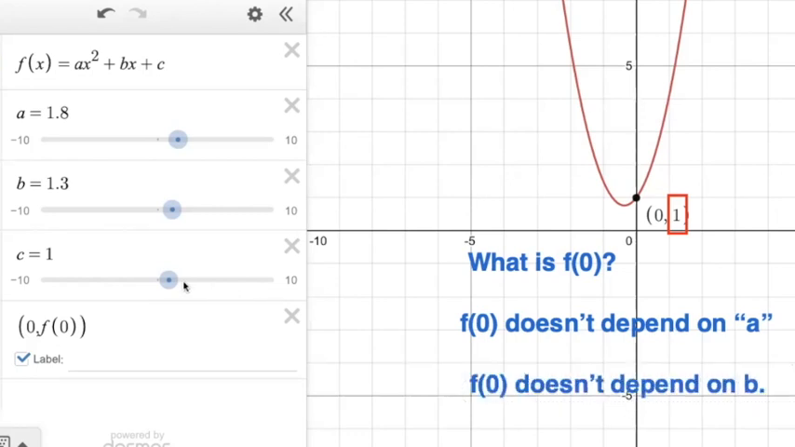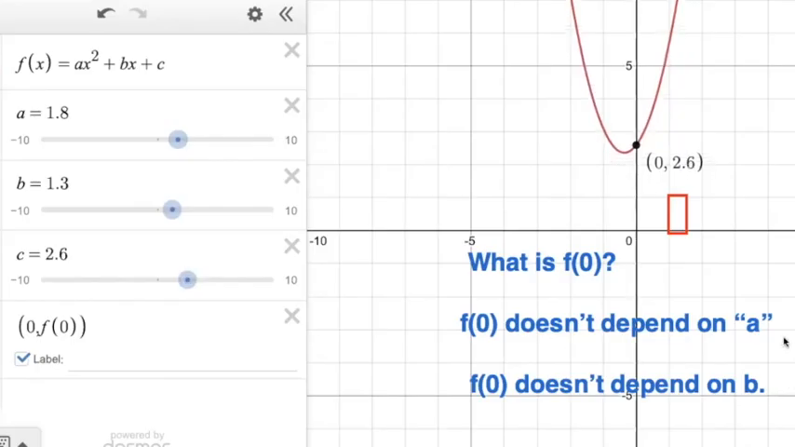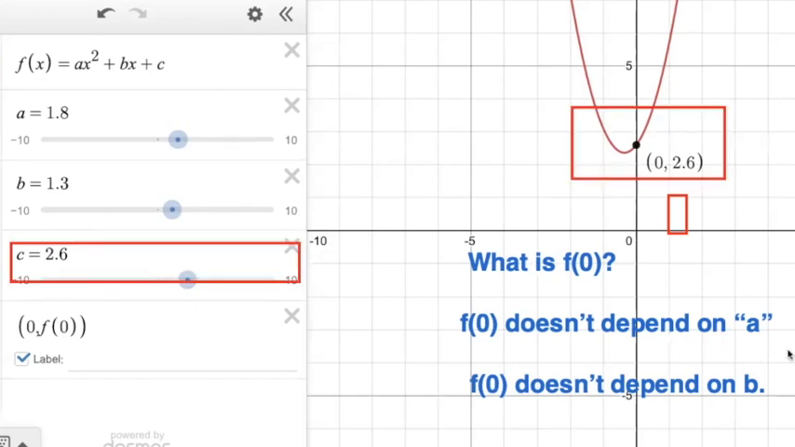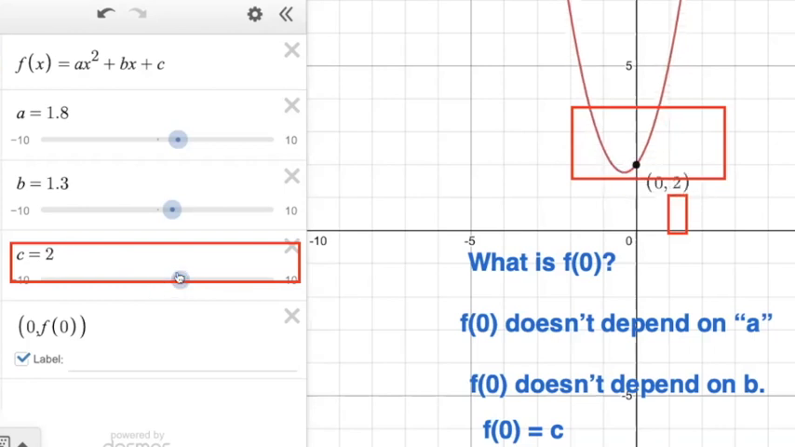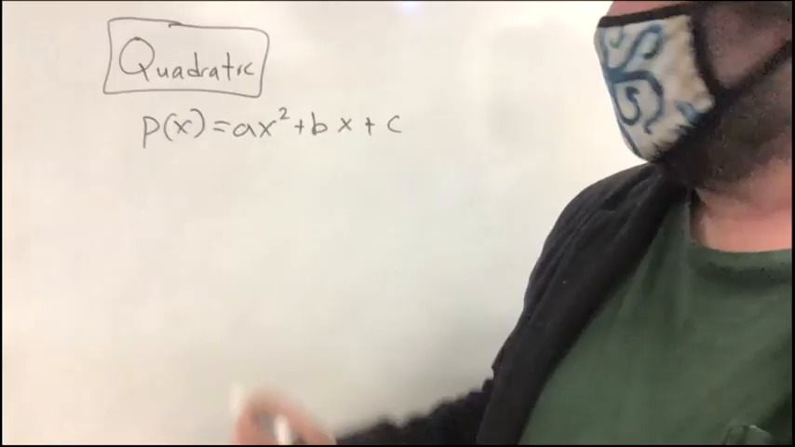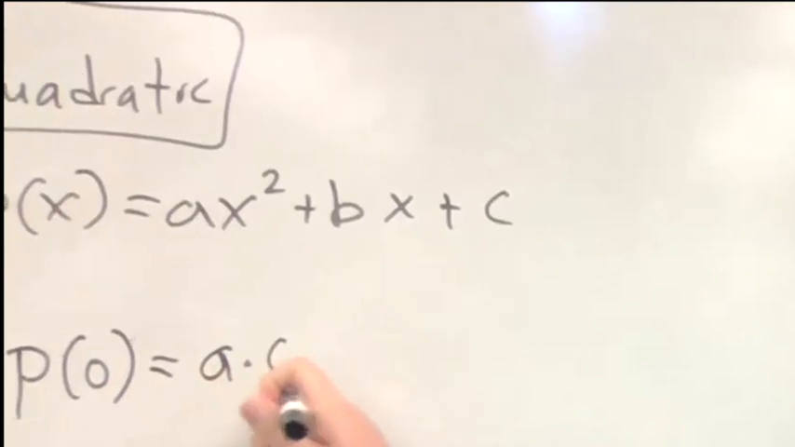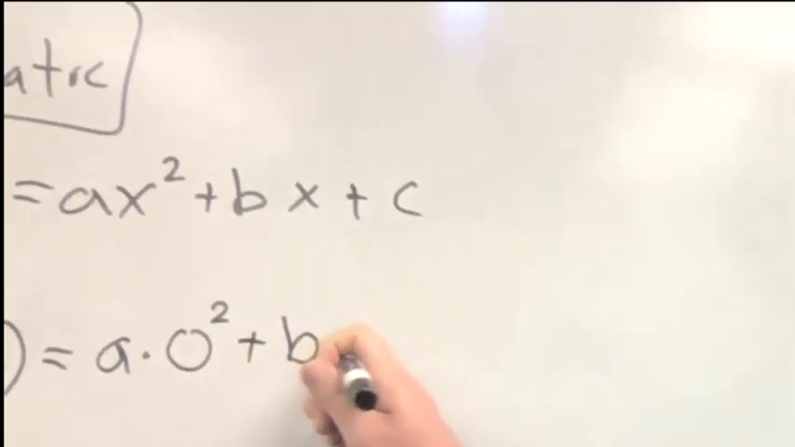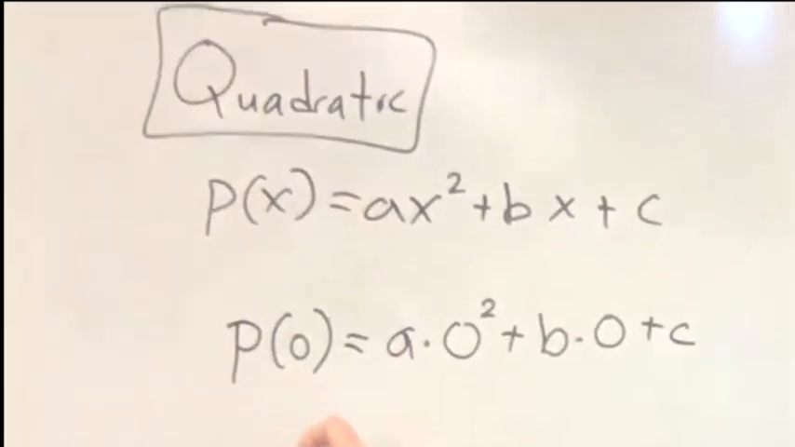But then I look and ask, what happens if I drag c? This is moving up. And in fact, the c value matches the y value of the y-intercept. So it looks like f of 0 is equal to c, because as I drag c, f of 0 moves with it and takes the same value as c. Right here, c is equal to 2, and my curve passes through the point 0, 2. And we ask, what is p of 0? That will be a times 0 squared plus b times 0 plus c. And this becomes 0, this becomes 0, so p of 0 is equal to c.